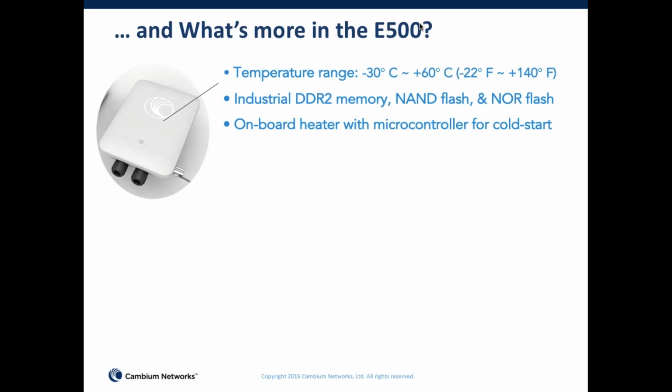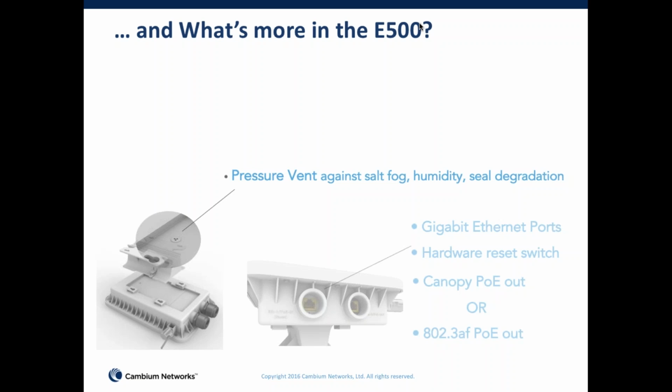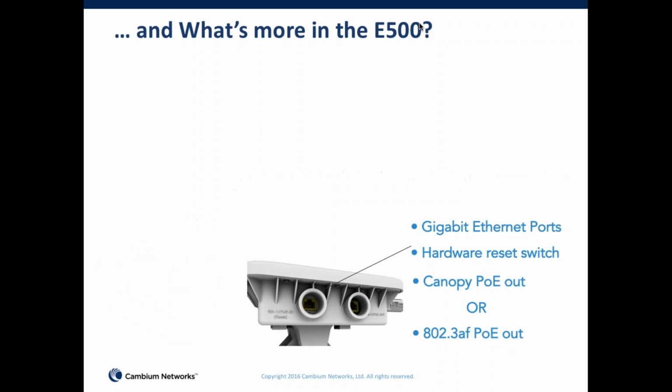It's also got an onboard heater for those cold areas where you need to have it work under cold conditions and start under cold conditions. Little things like making sure there's a pressure venting to seal against humidity, to prevent degradation from humidity. So the life of this equipment is much longer. And most importantly, it comes with 2 gigabit Ethernet ports. We've included 2 gigabit Ethernet ports not only to daisy chain the data, but also you can convert one of those ports into an aux power port.